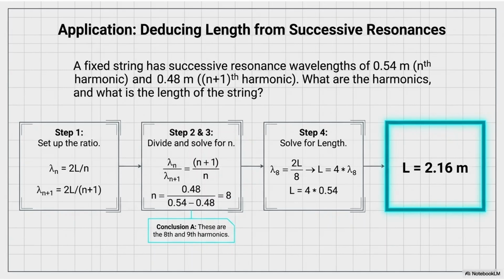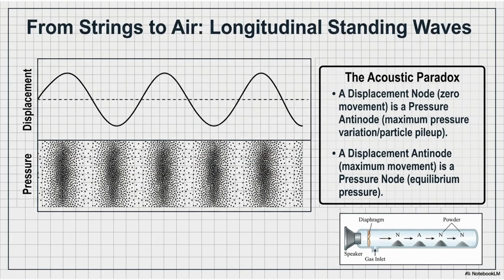True, true. All right, so strings are really easy to visualize. You can see them curving. But what about invisible air, like inside a flute or an organ pipe? That's where things get a bit unintuitive. Yeah, moving to slide 11, we hit what they call the acoustic paradox. And I'm going to need your help here because I read this and my brain short-circuited.